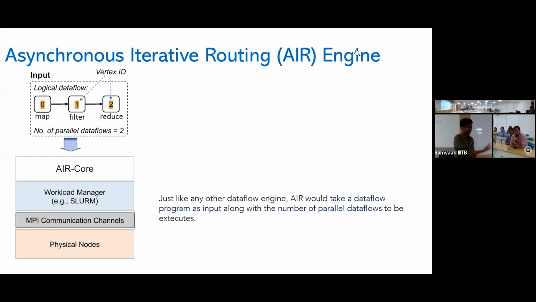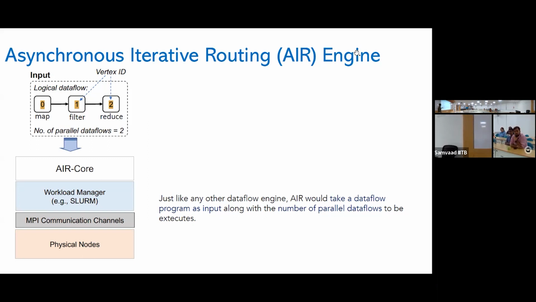So a little bit more into the different layers here. Like I mentioned, just like any other data flow, AIR would take a data flow program as input. Data flow is a DAG-like structure, and we can also specify the number of data flows here, whether it's 1, 2, or 3, which decides the number of parallelism. And we have core AIR libraries, which run on top of the physical node, MPI, communication layer, and then workload manager.